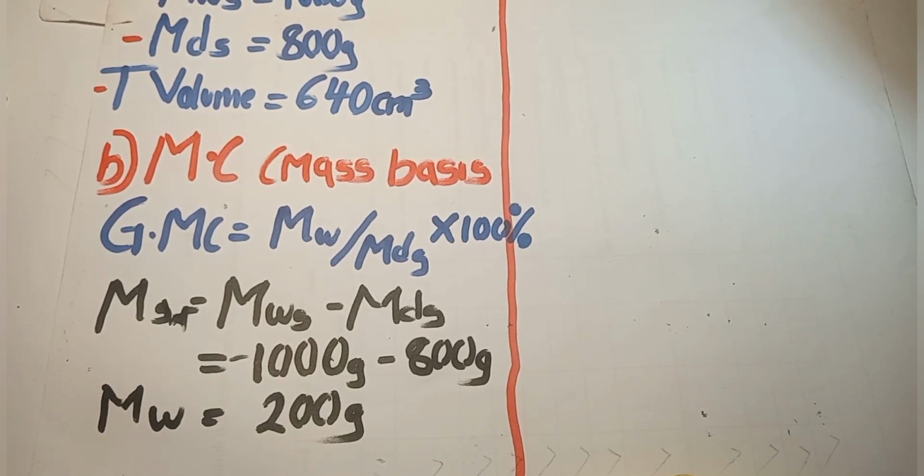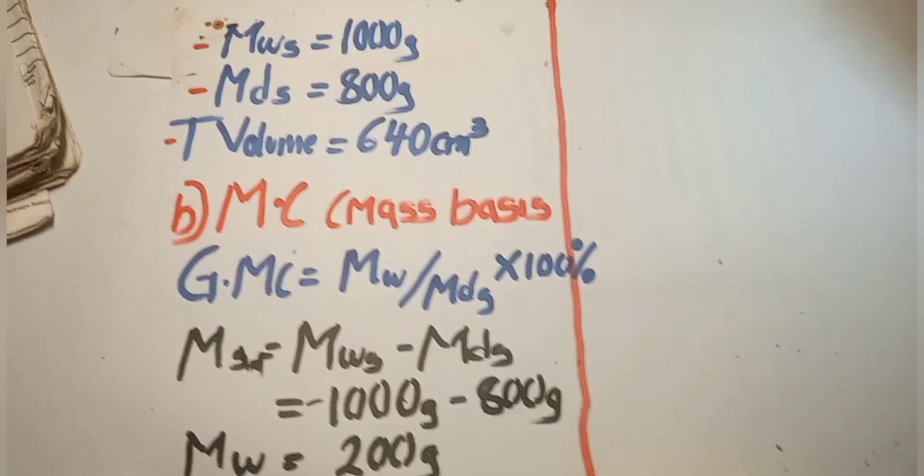So let's proceed. I know the mass of my dry soil. The mass of my dry soil is 800 gram, which is this. So I don't need that. I can just proceed to substitute all these parameters into the formula that I have here. So let's proceed with that.